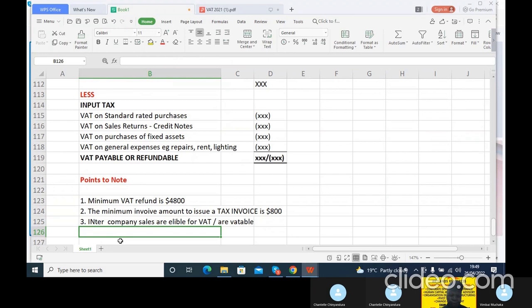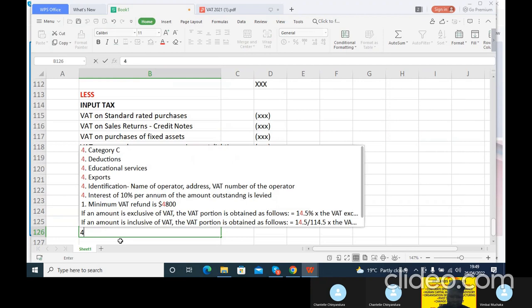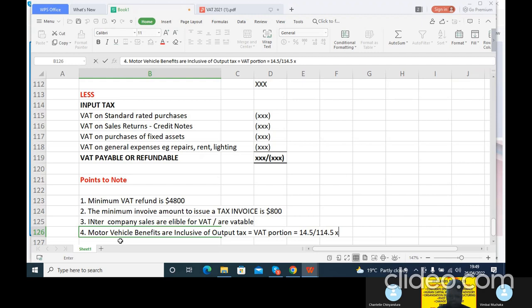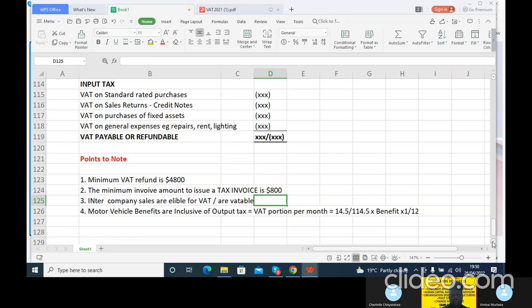Four, fringe motor vehicle benefits are inclusive of output tax. So by that we are saying VAT portion equals 40.5 over 114.5 multiplied by benefit multiplied by 1/12. Make sure you reduce it to a month, because when it comes to issues of tax, this is VAT portion per month. That's how we calculate it. So number five is the following expenses cannot claim input tax.